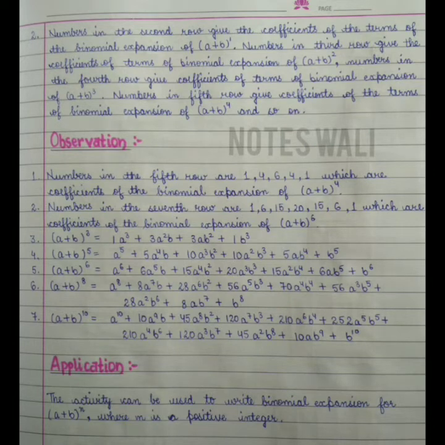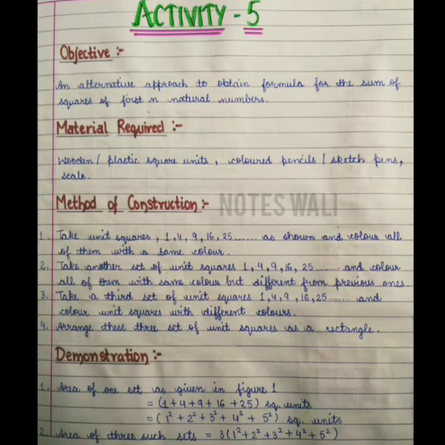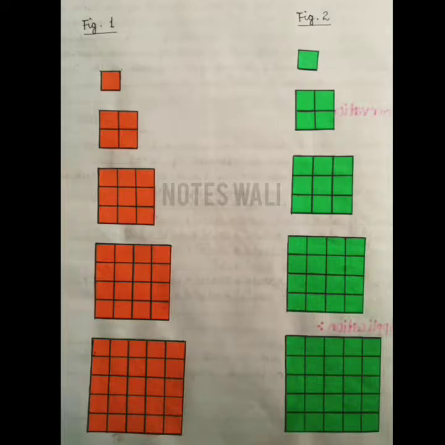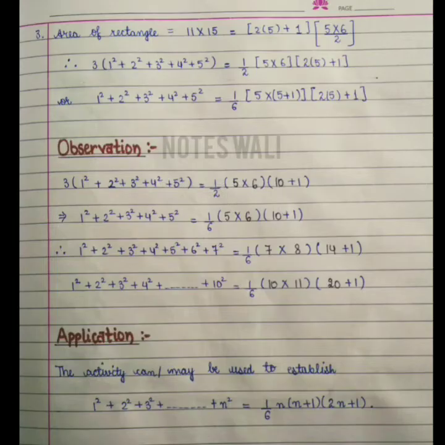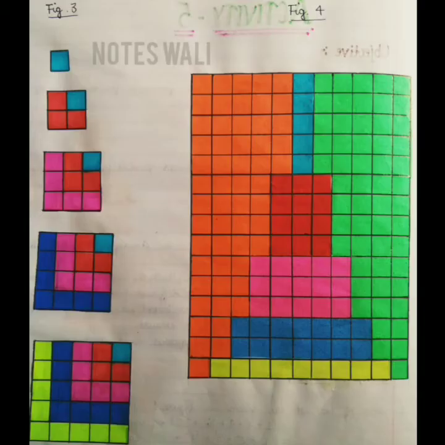Hope you all have studied the formulas for the sum of special series. In this activity, we are going to find an alternative approach to find the formula for the sum of squares of the first n natural numbers, which is going to be a fun activity. You have to see that carefully. You can see we have made various colorful squares which are looking very beautiful.